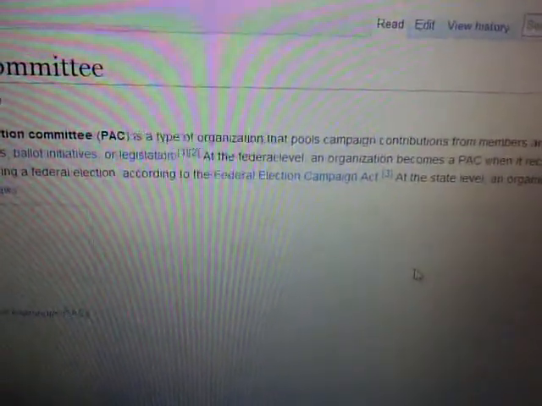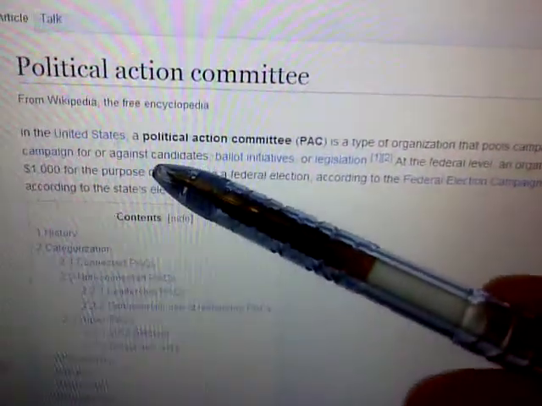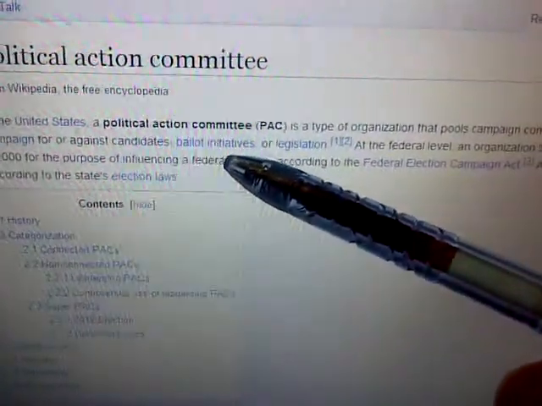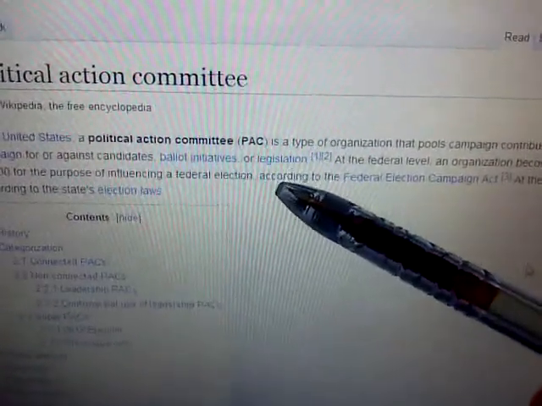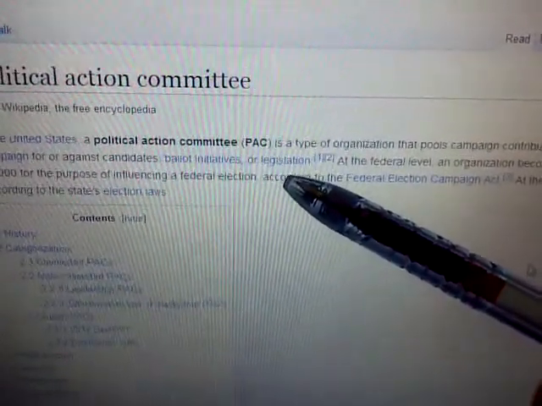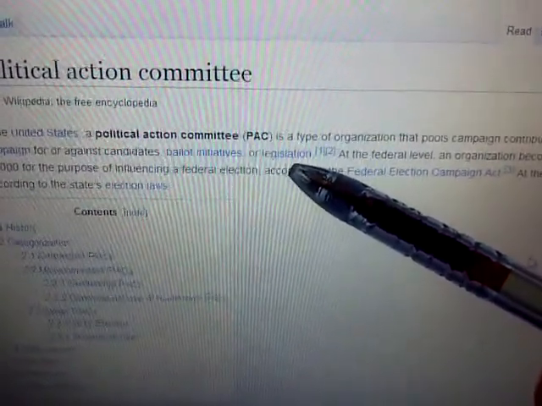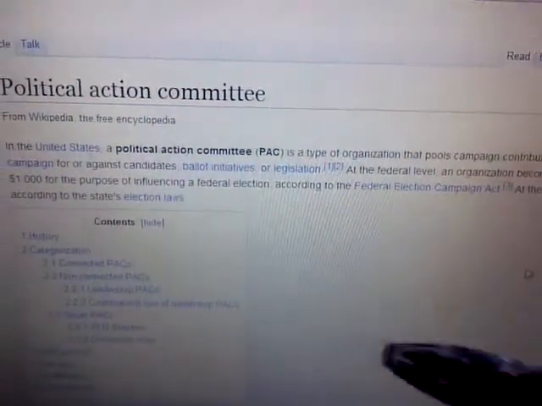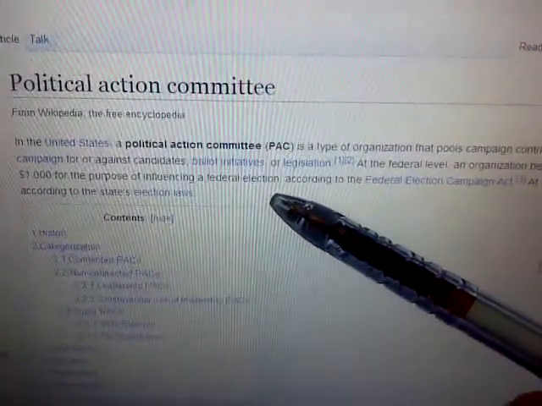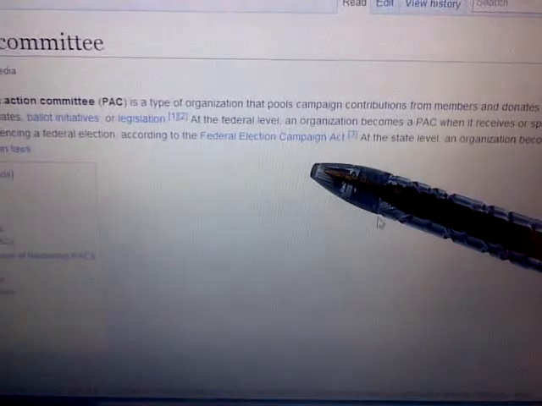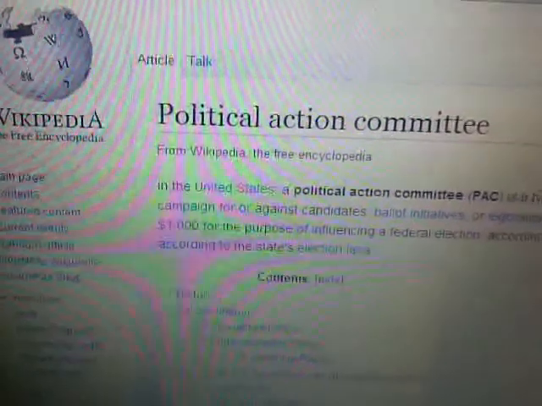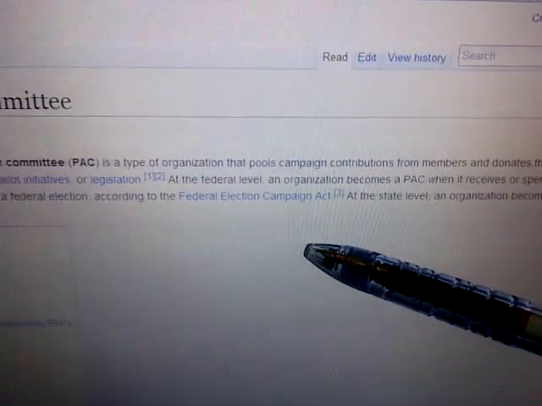Okay, at the federal level, an organization, another thing I want to bring up, it doesn't have to be a candidate. It can also be any ballot initiative or legislation. And so, through education or grassroots efforts or whatever, any one of these, for or against, your voice can be heard. And let me read the next, and this is just Wikipedia, and when I googled it, that's what came up.